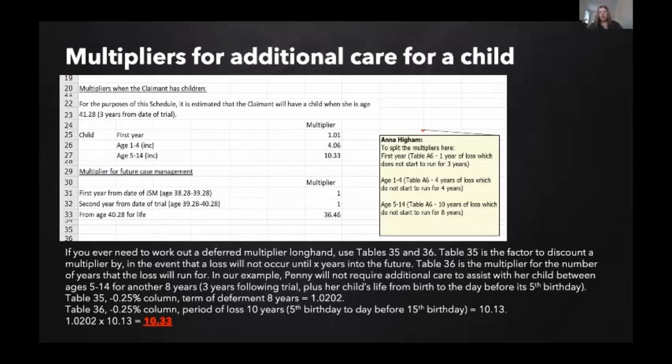As you now know, Dan explained it in his webinar, table 36 gives the multiplier to use for a set period of time, a term certain. So here, the terms certain are 1 year, 4 years, and 10 years. Table 35 is the factor to discount a multiplier by in the event that a loss will not occur until X years into the future. So here it's 3 years, 4 years, and 8 years respectively. When you combine those two tables, it gives you your multiplier. Again, I would suggest that you read through the worked example on the slide in your own time.